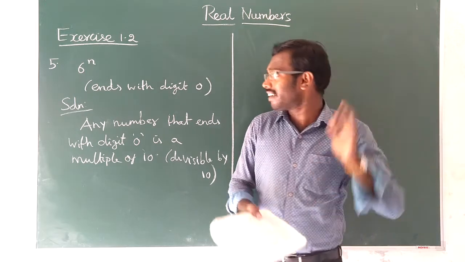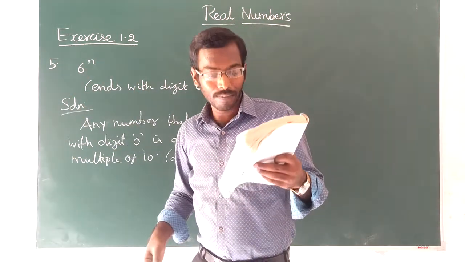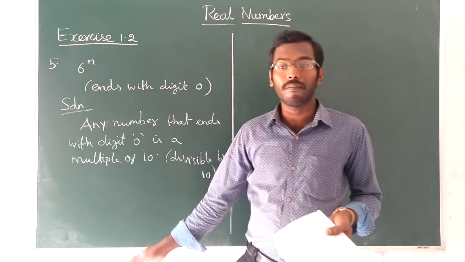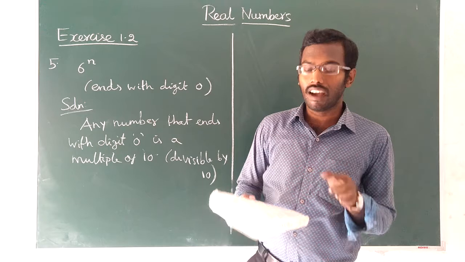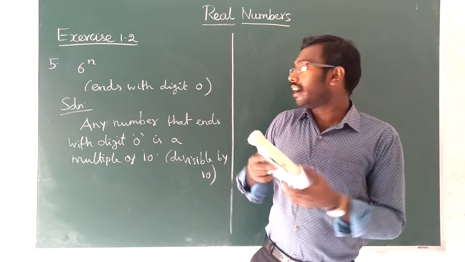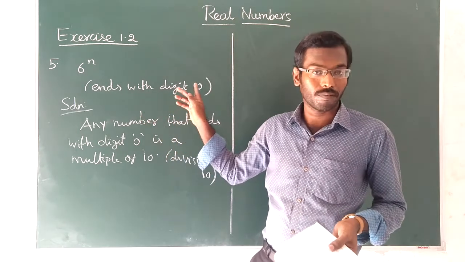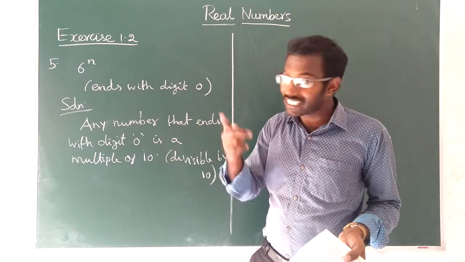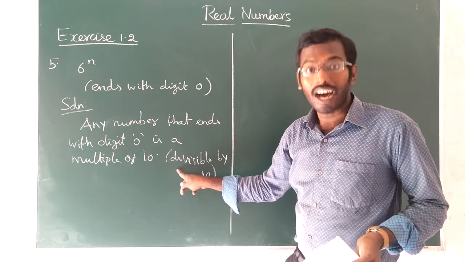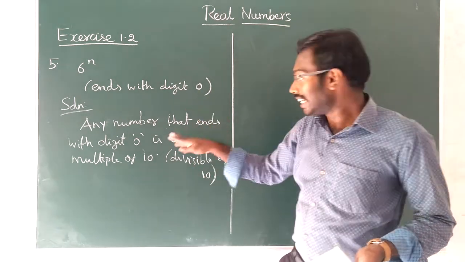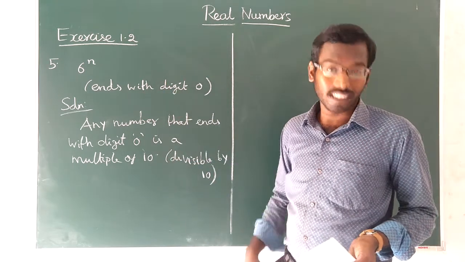So how will we check whether we don't know the n value? It is given n is any natural number. So how will we check whether for any natural number n, the 6 power n ends with digit 0? We can check in this way. If it ends with digit 0, it is a multiple of 10. Or in other words, 10 is one of the factors of this number.